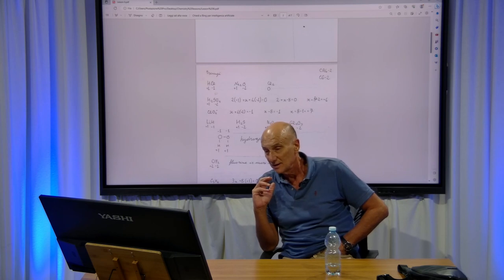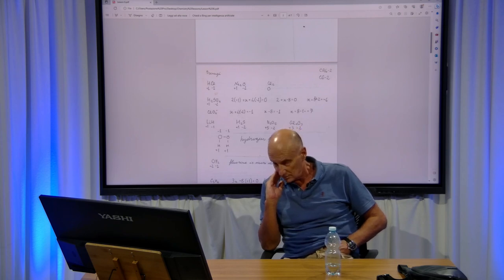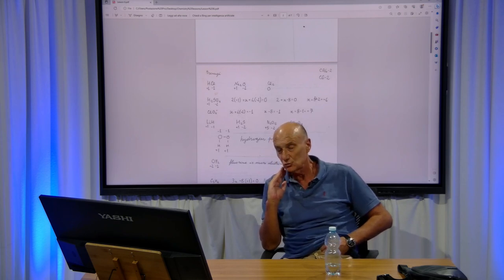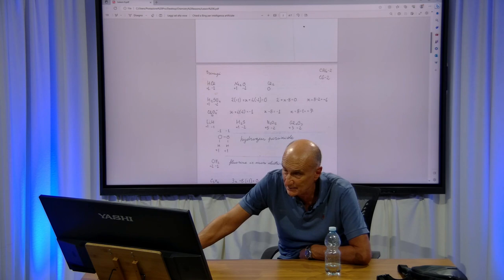Then we have in the ClO4 minus 1 ion that X, the oxidation number of chlorine, plus 4 times minus 2 is equal to minus 1. If you solve this equation, you have that X is equal to plus 7.